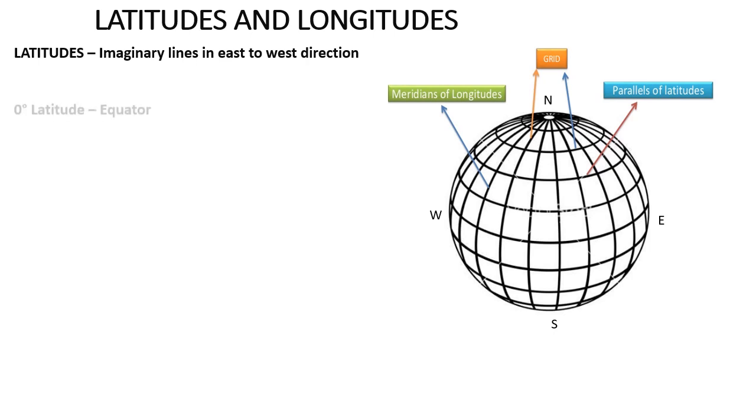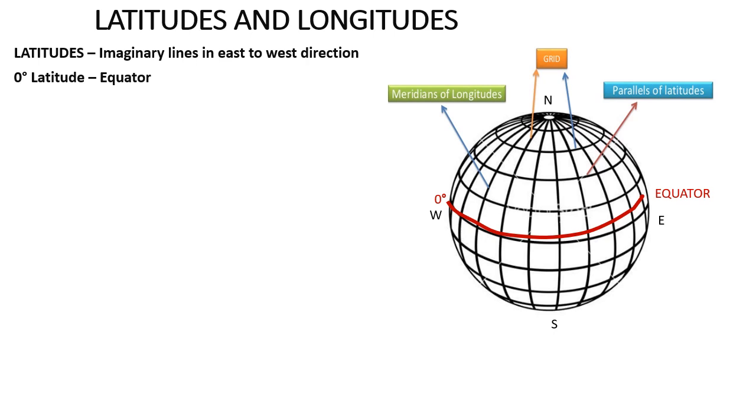Latitudes are imaginary lines which run in east-west direction between two poles, North Pole and South Pole, which are the fixed points, real points, and with the help of these two real points, the other lines have been imagined. So latitudes run in east-west direction between two poles, North Pole marked with N and South Pole marked with S.